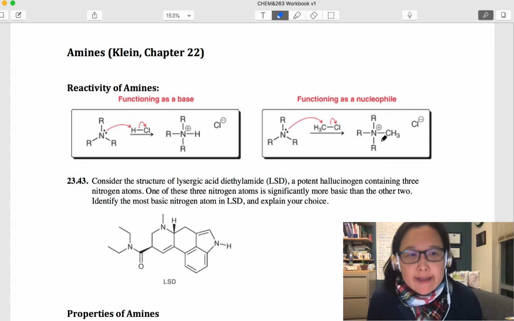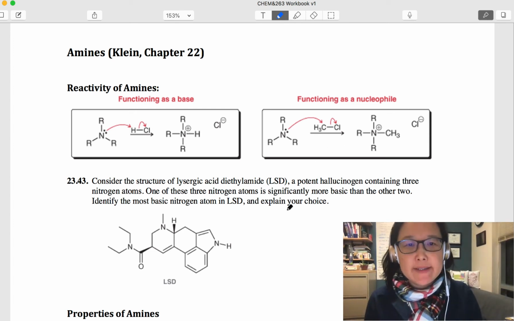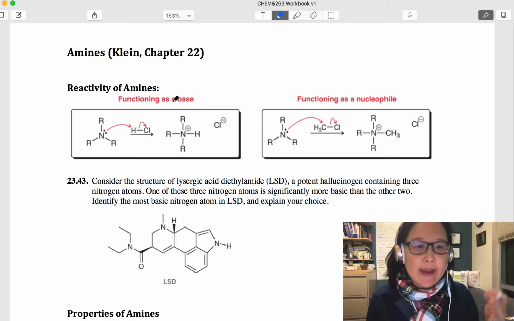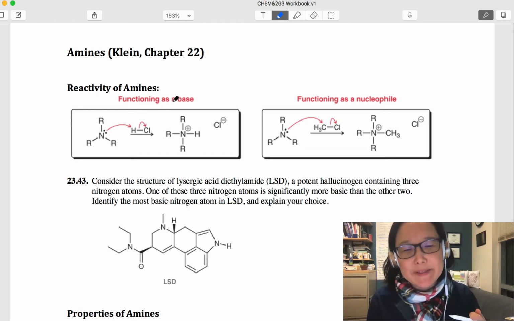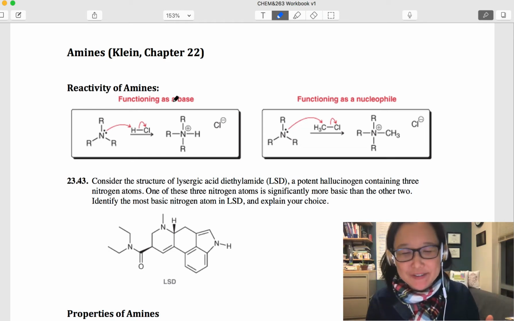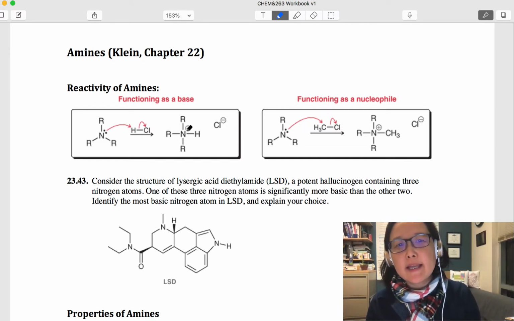Okay, we're on one of our last chapters here. This is amines, and by now we've already covered a lot of amine chemistry because you've covered all the other functional groups. A nitrogen is very basic, usually because of its lone pair. It's not a strong base, usually still considered a weak base, but the lone pair can cause it to get protonated. So here's an amine functioning as a base.